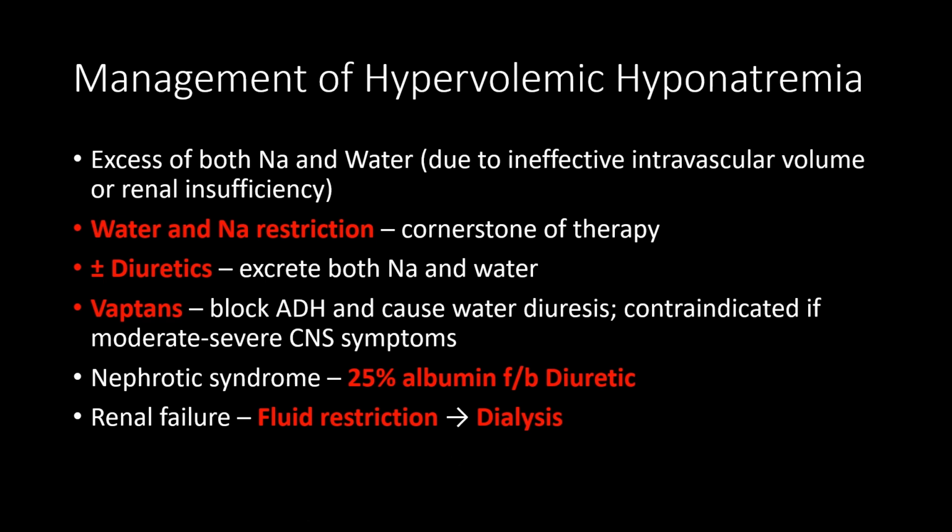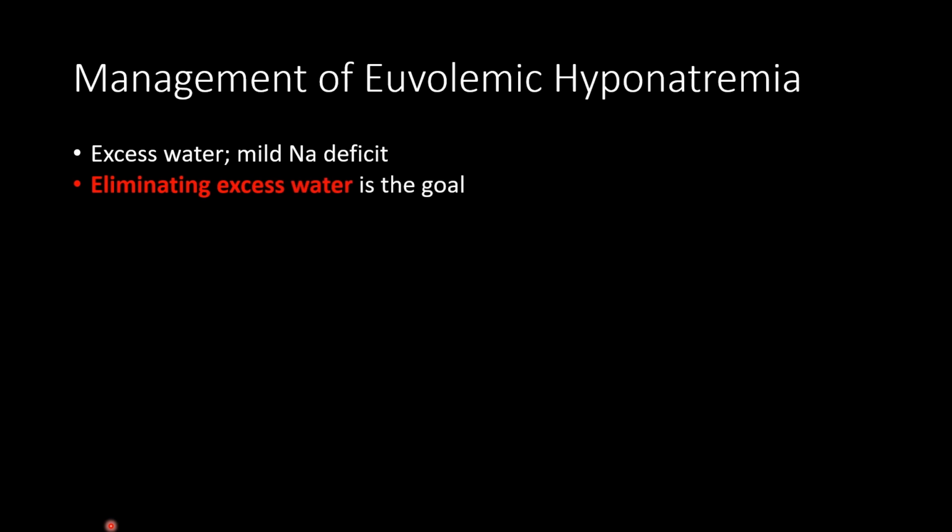Coming to the management of euvolemic hyponatremia, the prototype cause was syndrome of inappropriate ADH secretion, in which the main pathogenesis was retention of excess water because of excess ADH secretion. So the goal of treatment is eliminating the excess water. Even if we do not eliminate the excess water, in some conditions it may correct spontaneously over the next 3 to 6 hours.